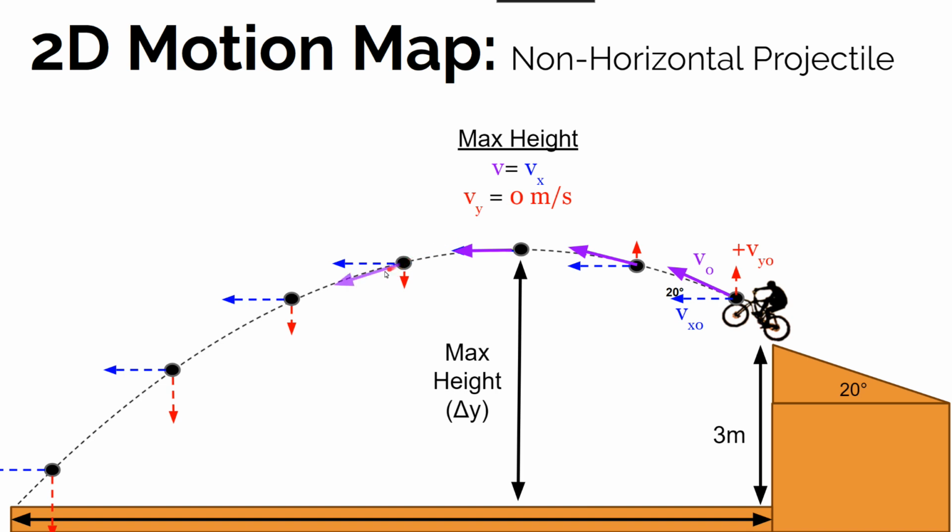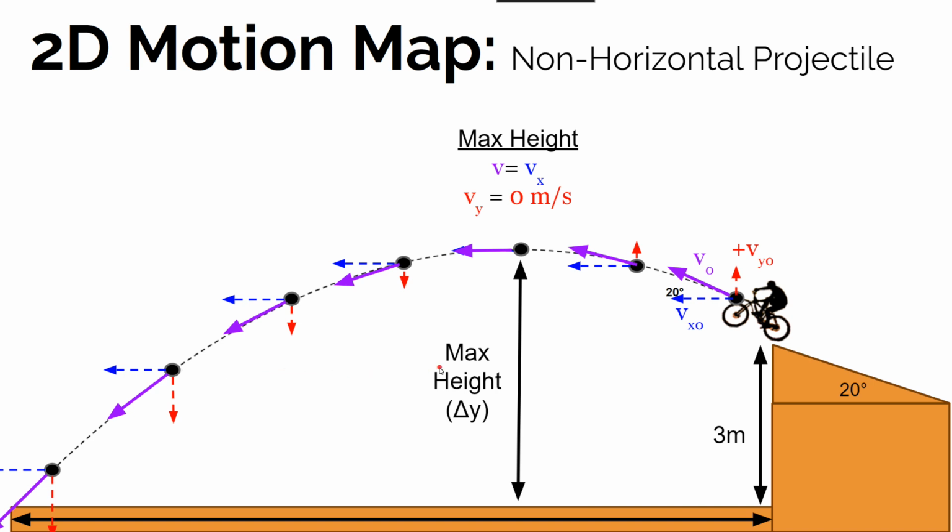The next instant in time, it's going to be angled left and downward. The next instant in time, it's going to be left and more downward, so it's going to be more angled down towards the ground, and so on like this. So this is what a qualitative two-dimensional motion map looks like for something that's launched at an angle.